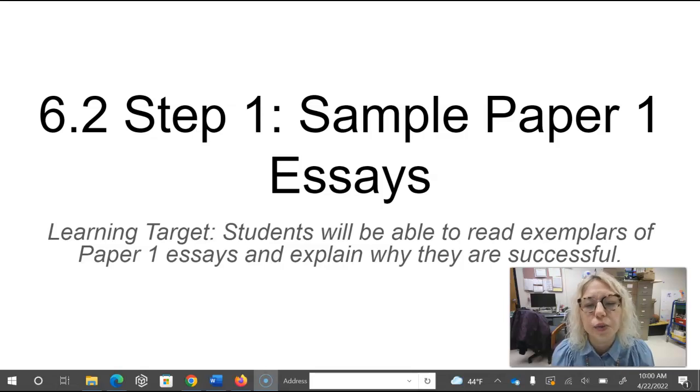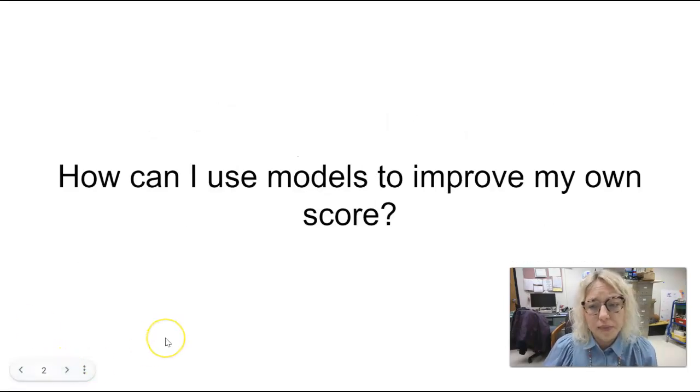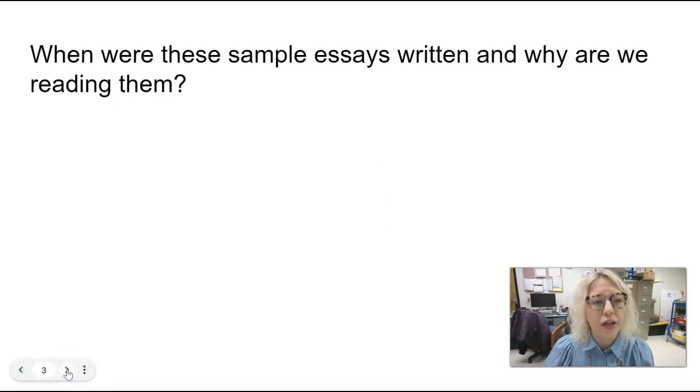Our learning target: students will be able to read exemplars of Paper 1 essays and explain why they are successful. Let's go. The question in your Cornell notes is, how can I use models to improve my own score? And let's take a look at that. How can we do that?